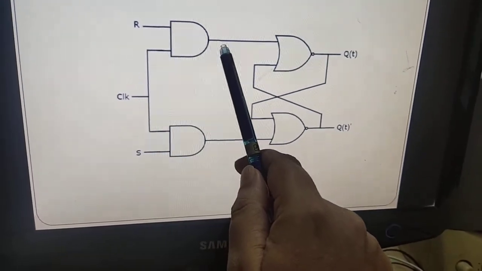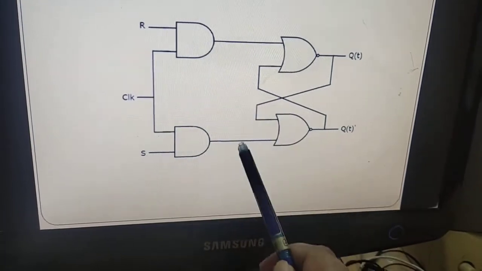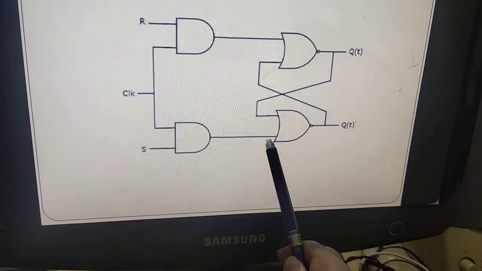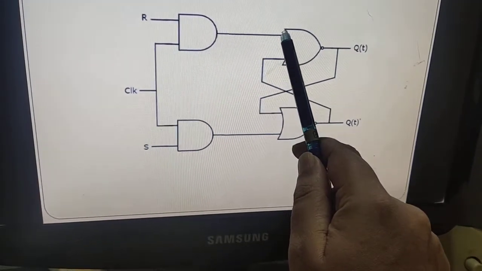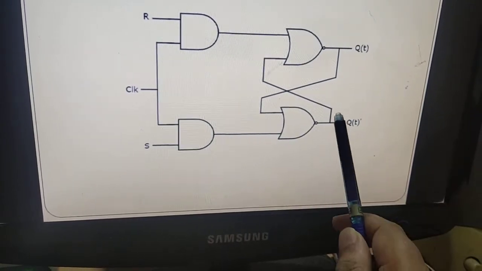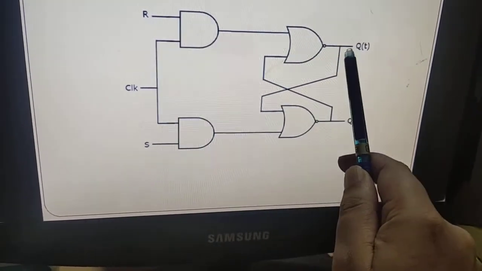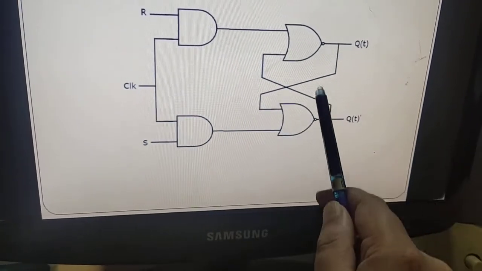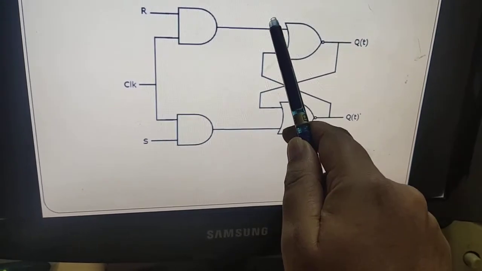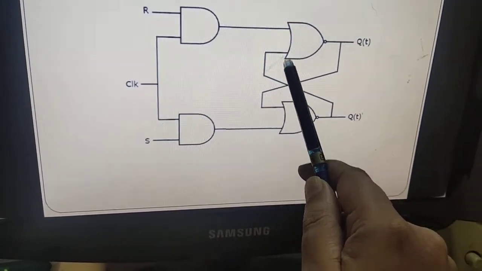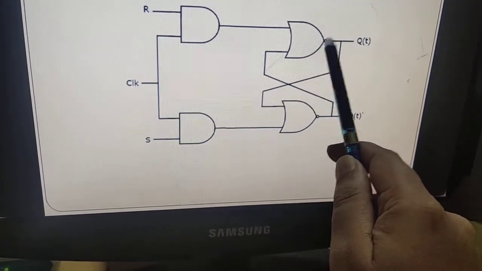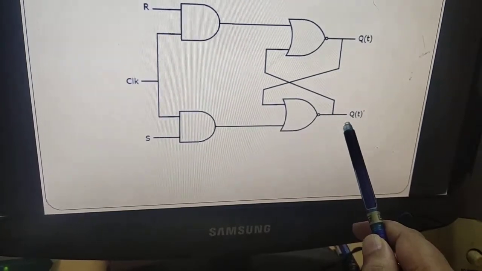So what will be the output of this NAND gate? This will be equal to 0. Now this 0 is given as an input to this NOR gate. Already I have taken that this is equal to 0 and this is equal to 1, so this 1 will come here and this 0 will come here. So 1 plus 0 is equal to 1, but it is a NOR gate, so it remains 0 and this remains 1.